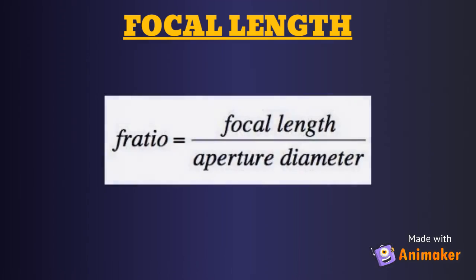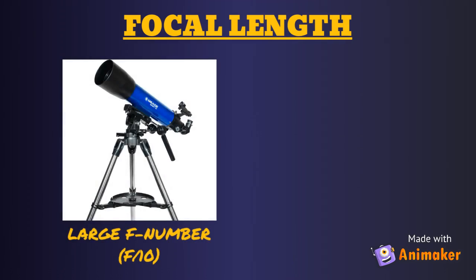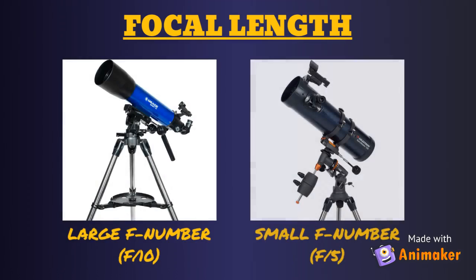Focal length divided by aperture gives the telescope's focal ratio, or f number. Telescopes with a large f number are best suited to viewing close, bright objects, such as the moon and planets. Those with a smaller f number are better for viewing faint, distant objects.